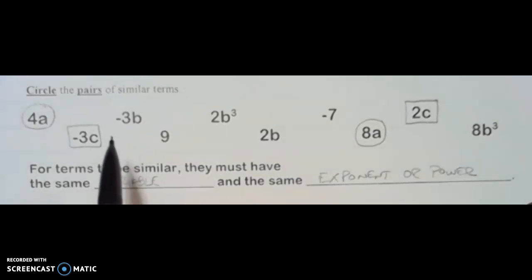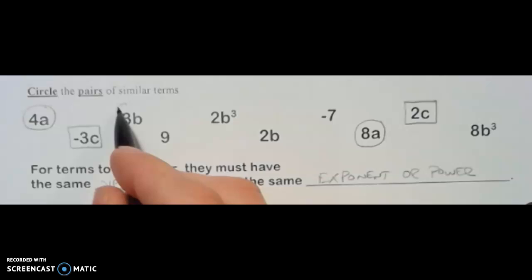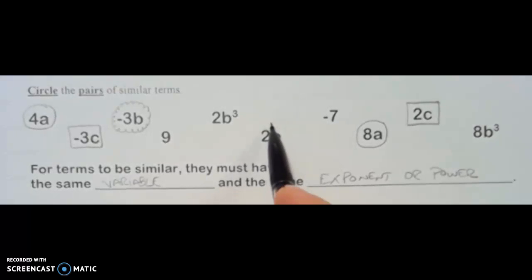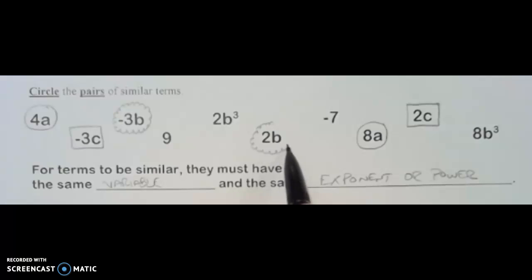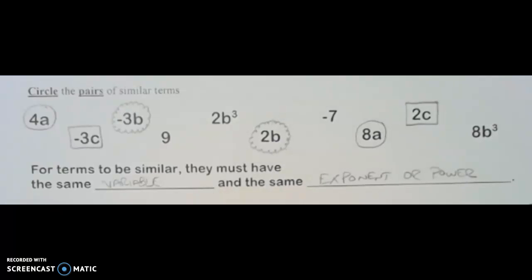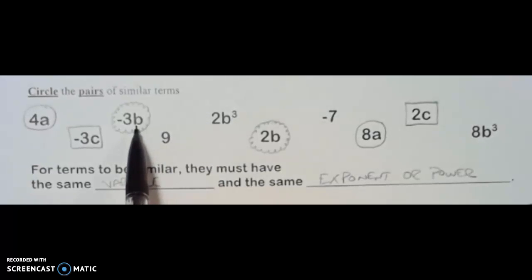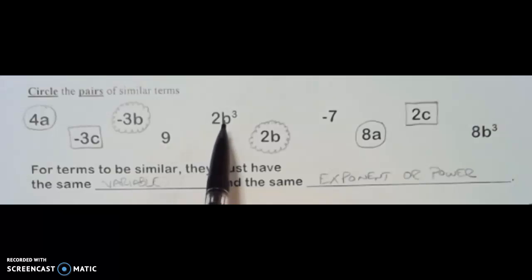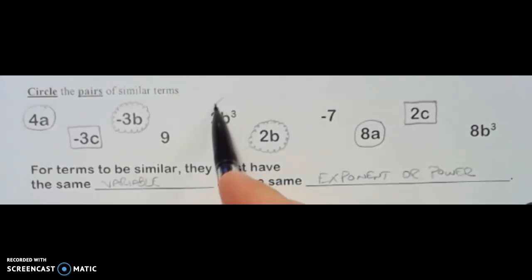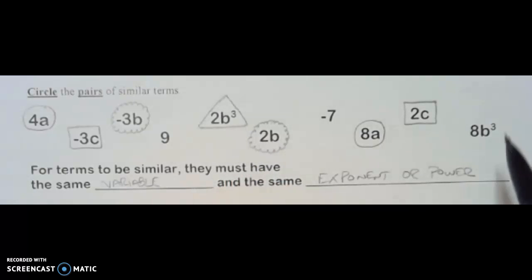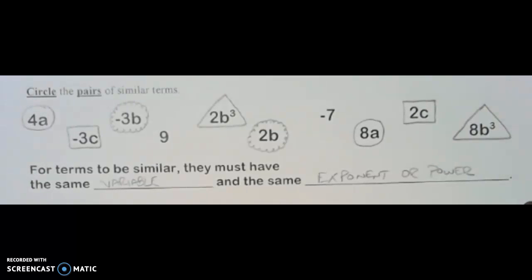Here's negative 3b. I'll put kind of a squiggly circle around that one, negative 3b, and again, I'm looking for another b term, which I see right here, 2b, the same variable raised to the same exponent. That leads me to this example right here. 2b to the third power is not similar to either one of these because it has a different power. So this one I'm going to put kind of like a triangle around it. There's 2b to the third power, and the other b to the third power is over here, 8b to the third power. So they're similar terms.